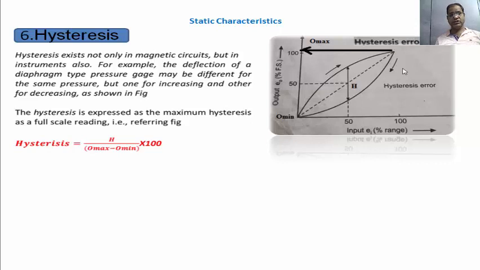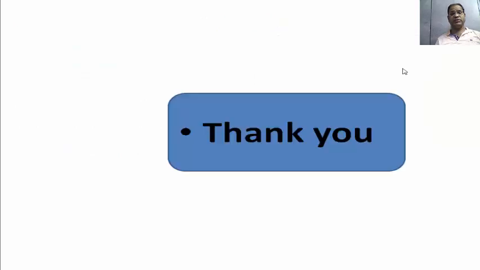Okay, so these are the three remaining static characteristics of a measuring system.